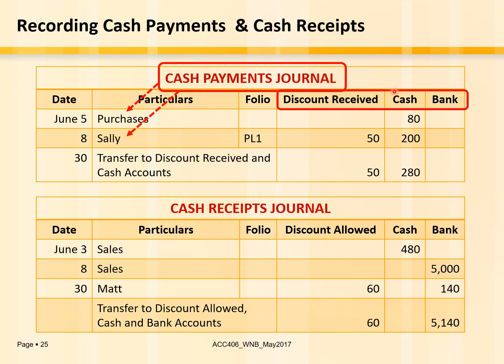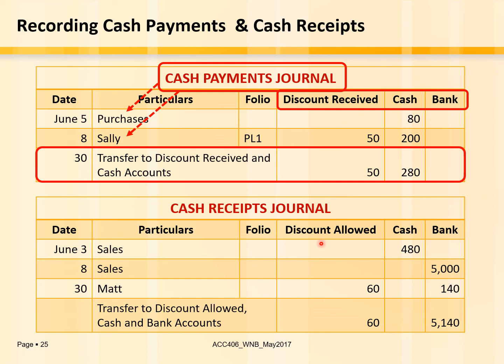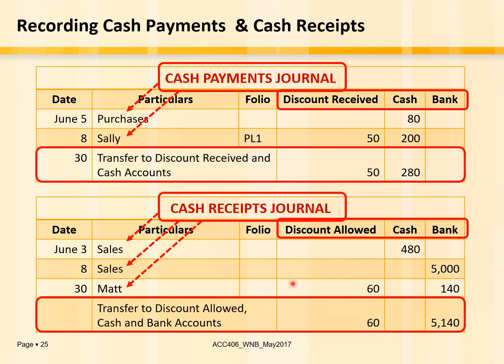So, kolom dia ada 3 kat sini. Discount receive, cash dengan bank. So, discount receive juga akan masuk dekat the cash payment journal. Sorry, discount allowed akan masuk dalam the cash receipt. Macam itulah. Okay, so total dia kita akan transfer kepada the discount allowed, discount receive and also cash and bank account.